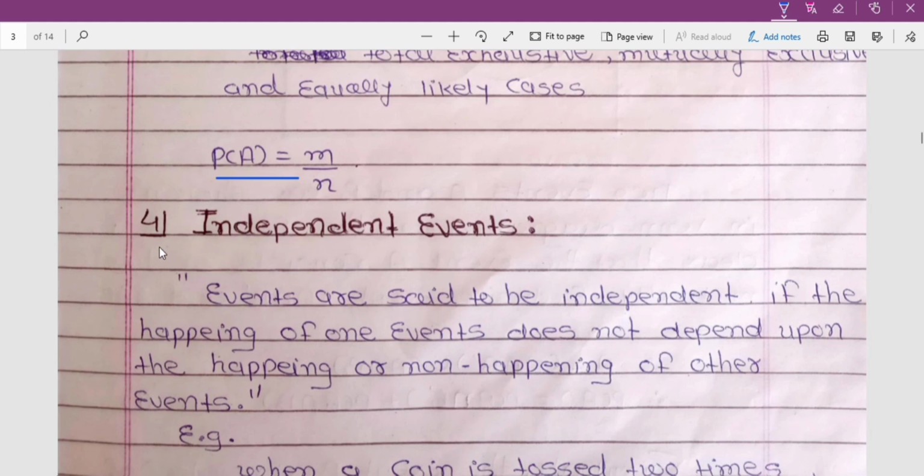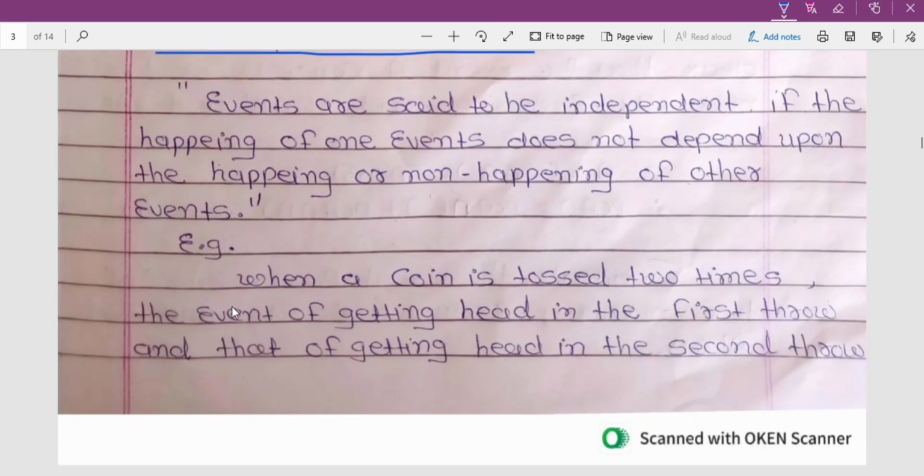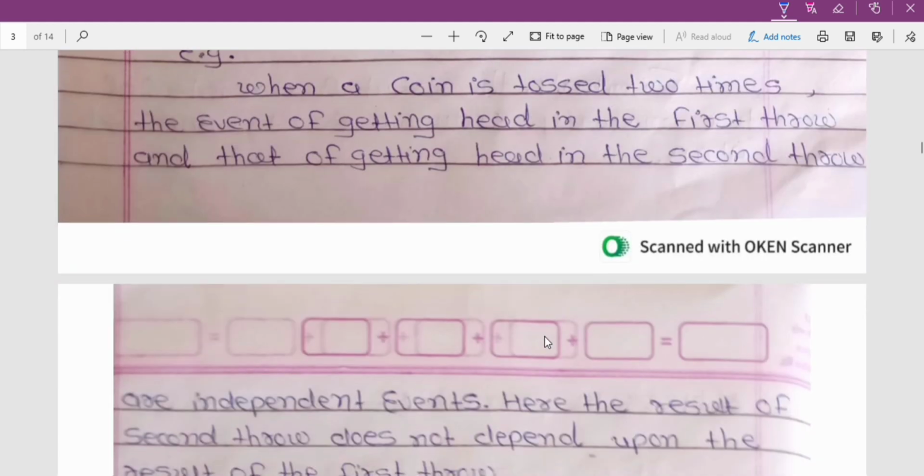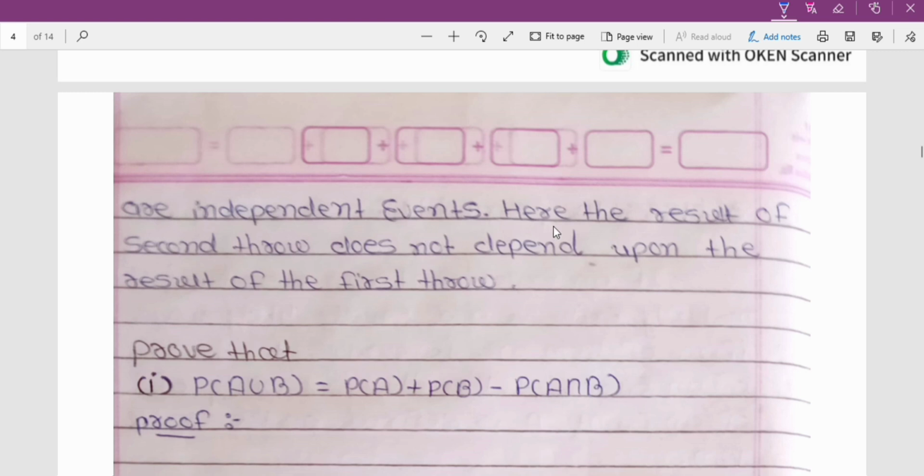And the next definition is independent events. Events are said to be independent if the happening of one event does not depend upon the happening or non-happening of other events. Example: when a coin is tossed two times, the event of getting head in the first throw and that of getting head in the second throw are independent events. Here, the result of the second throw does not depend upon the result of the first throw.